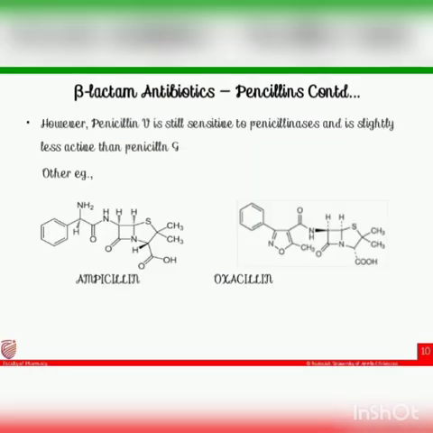However, penicillin V is still sensitive to penicillinases and it's slightly less active than penicillin G. Ampicillin and oxacillin.